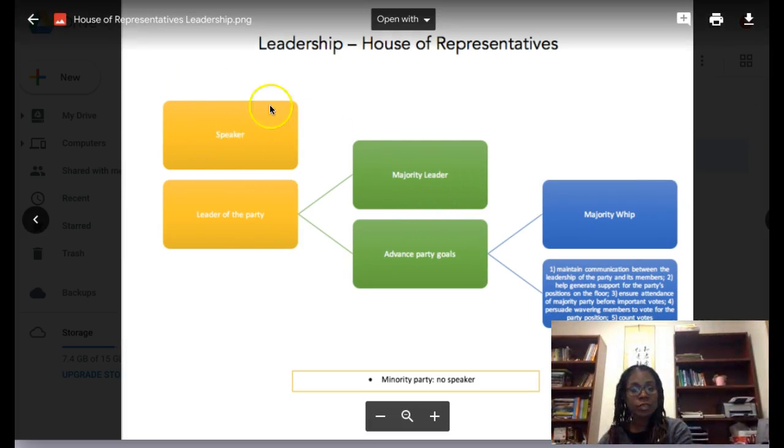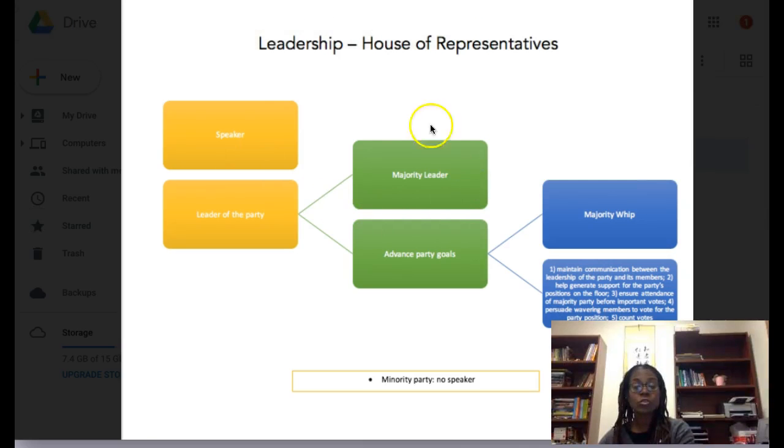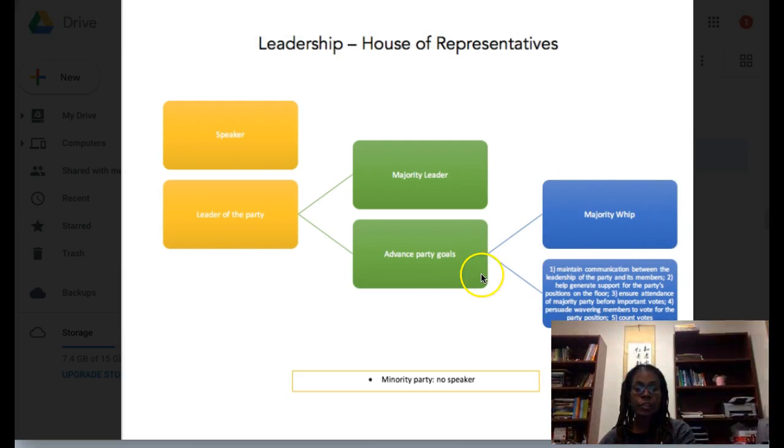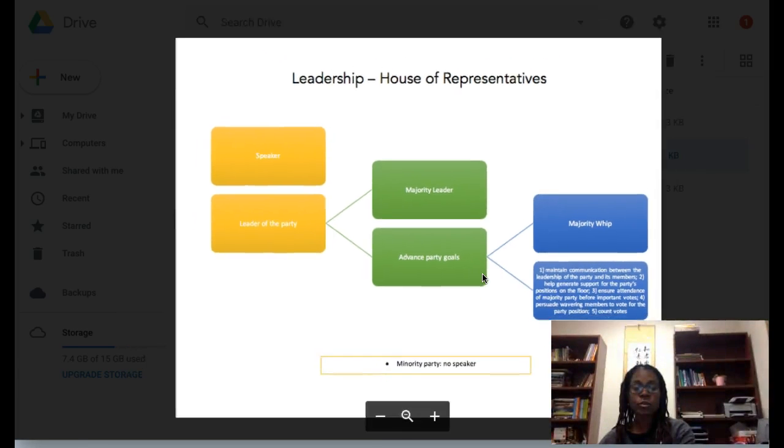Next level, you have the majority leader. The Speaker is the leader of the majority, but you also have someone with the title of majority leader. They're next in line behind the Speaker, and their purpose is to advance party goals. The Speaker may be the voice for the majority, but they are not necessarily connected with all of the other legislators who are members of the majority. So part of what the majority leader does is occupy the connecting space between the Speaker and the other members of the party, including the majority whip. The majority leader is working to advance party goals.